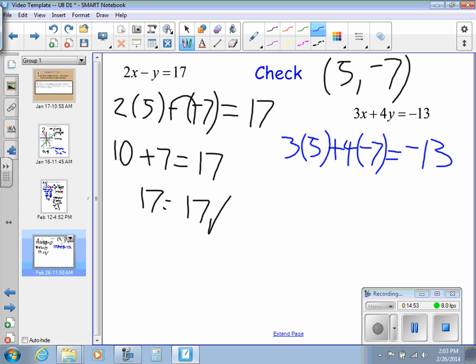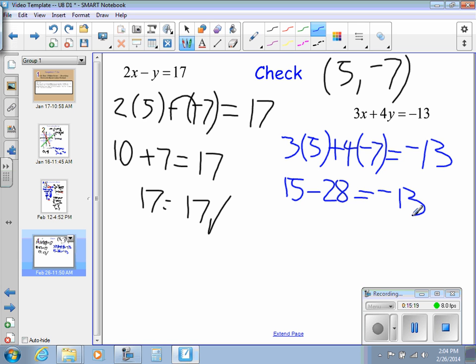Okay, 3 times 5 is 15. And then I'm going to put minus because that negative 7 is going to make this minus. So 4 times negative 7 is negative 28. So minus 28 equals negative 13. So let's take a look at this.